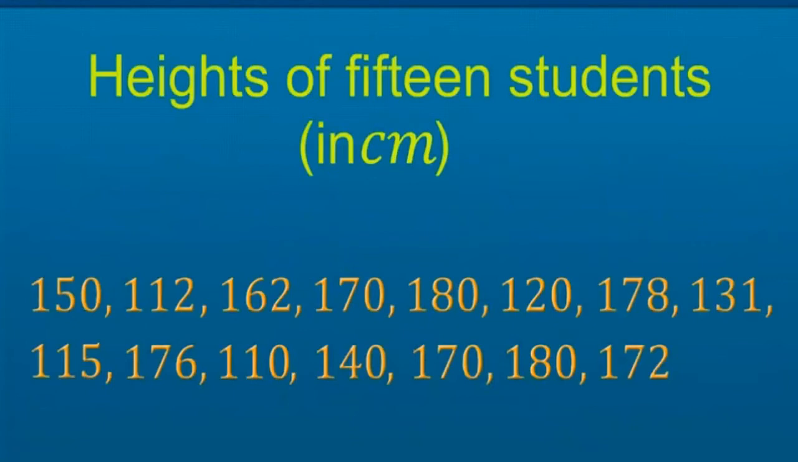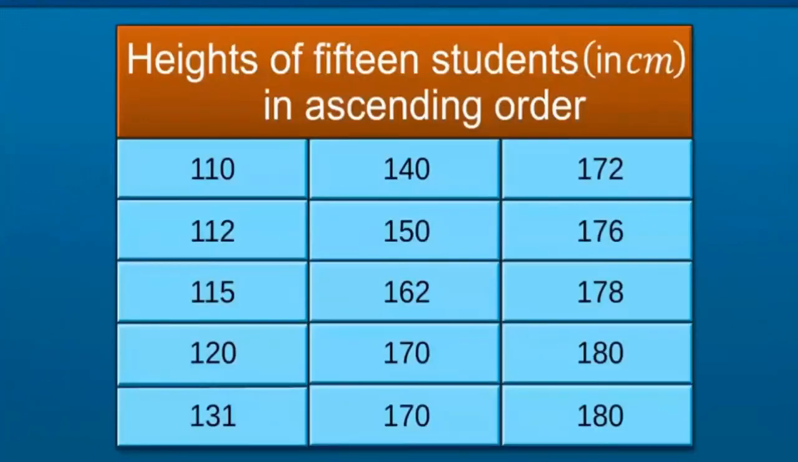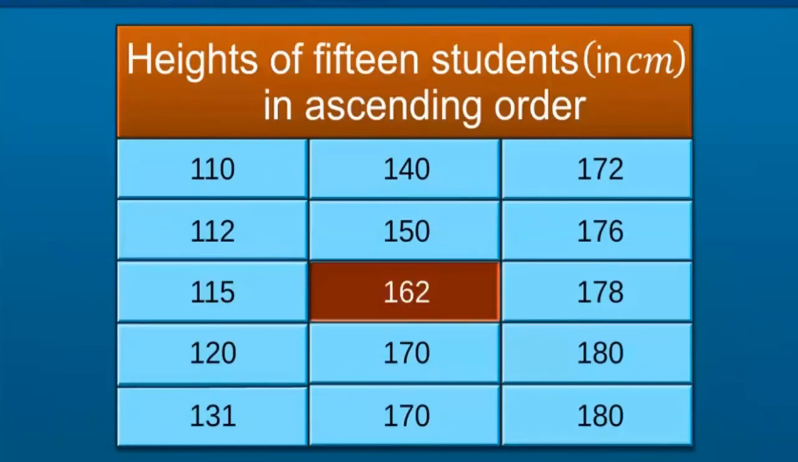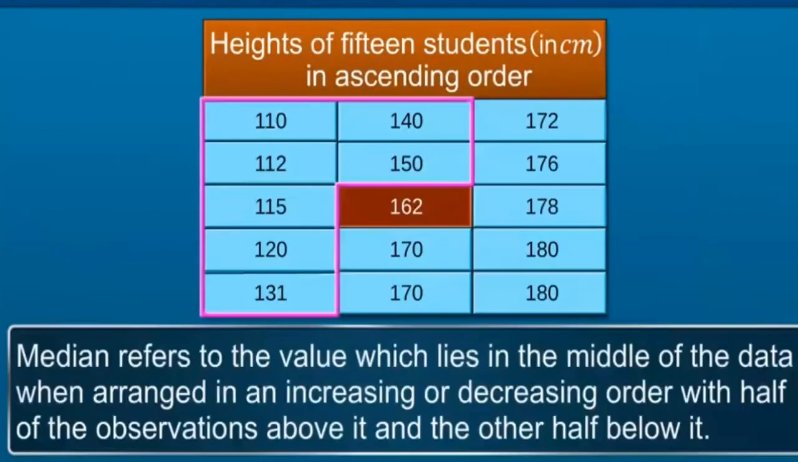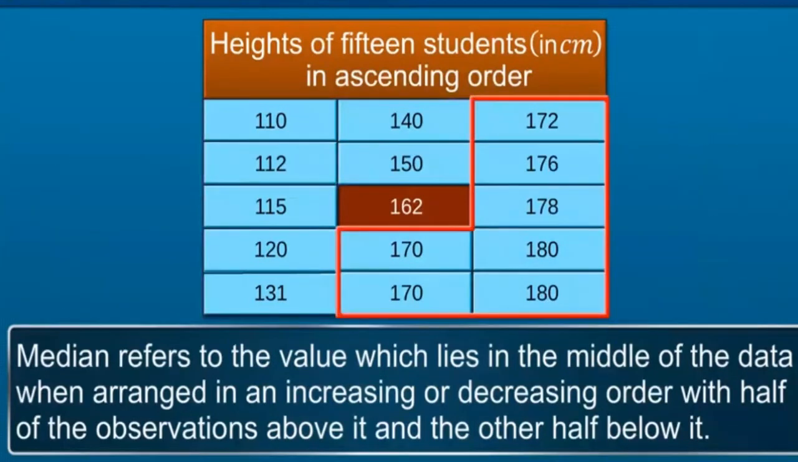For a sports day parade, 15 students have to be arranged in such a way that the student with the middlemost height heads the parade. To find the middlemost observation of the data, we have to arrange the data in ascending or descending order. 162 is the observation that is the middlemost. This observation is called the median of the data. Half of the observations lie above the median, and the other half lie below it.